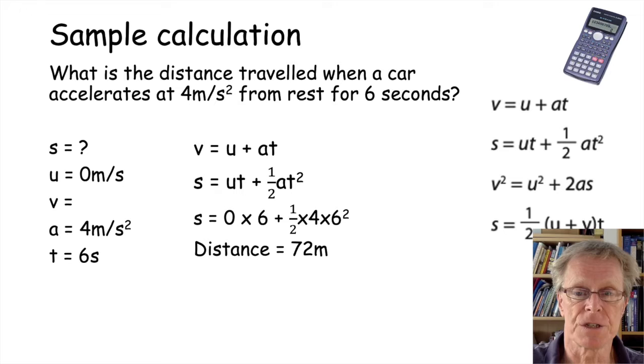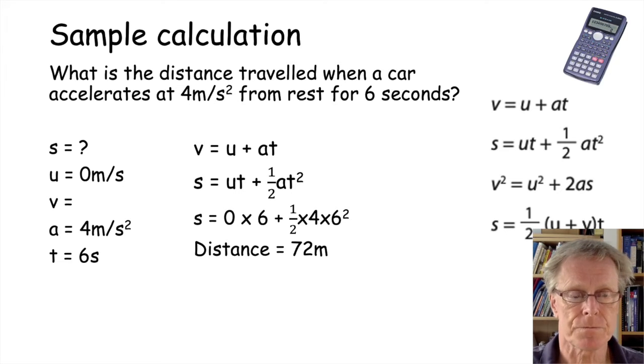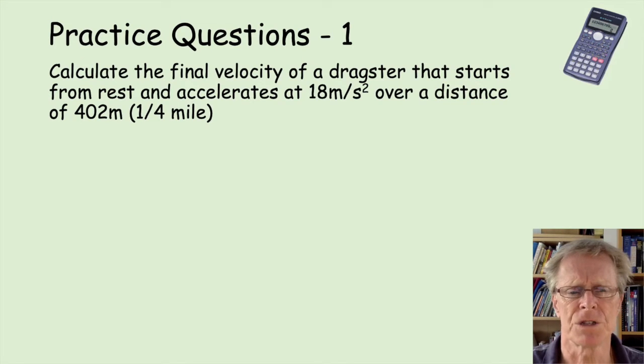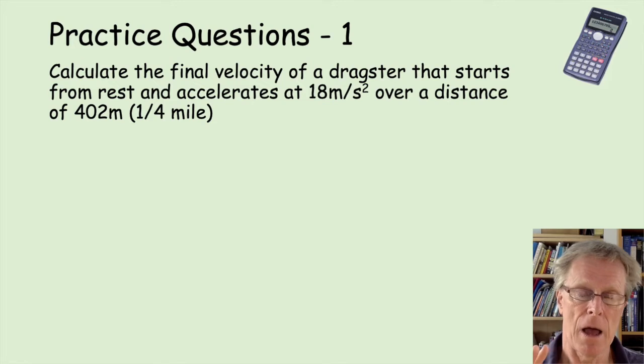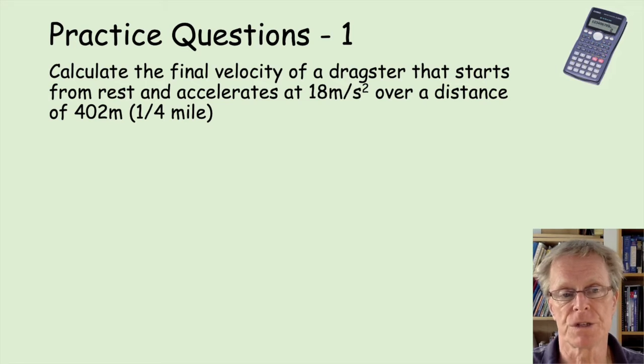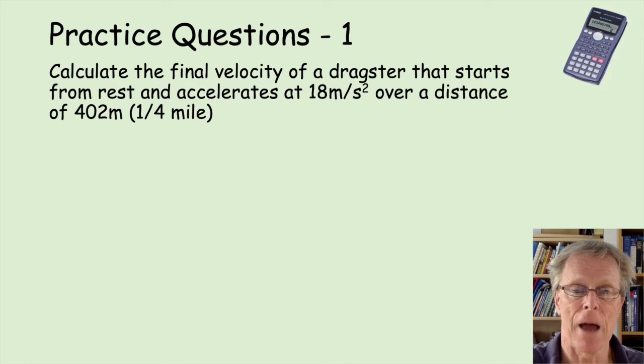So here's a practice question for you to have a go at. Calculate the final velocity of a dragster that starts from rest and accelerates at 18 meters per second squared over a distance of 402 meters, which happens to be a quarter of a mile. So have a go at the question. When you're ready to start, pause the video, and then afterwards I can tell you what the answer is and we can go through it if you want. Off you go.